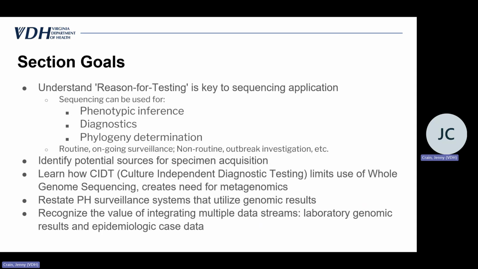We're also going to talk about the potential sources of specimen acquisition and some of the difficulties with gaining those specimens to do sequencing. For example, culture-independent diagnostic testing, and how this limits our ability to get that raw, original sample for testing. We'll talk a little bit about public health surveillance systems that already use genomic results, and then we'll talk about the value of integrating all of these multiple different data streams together.